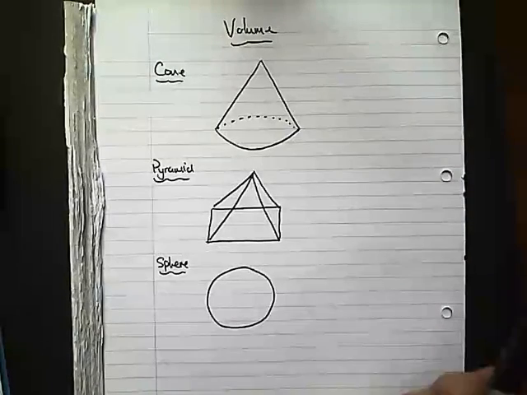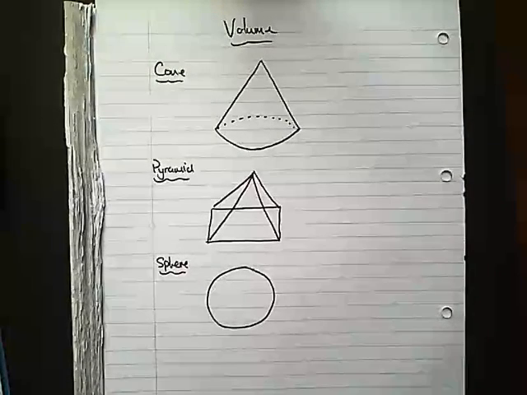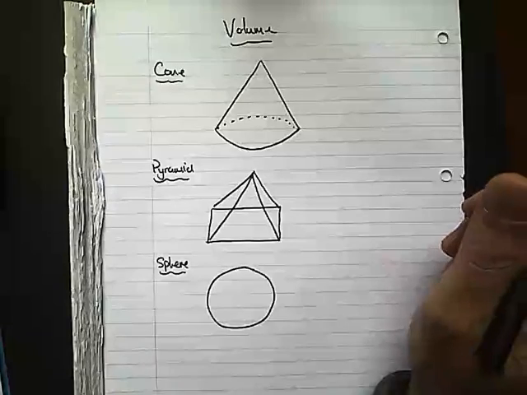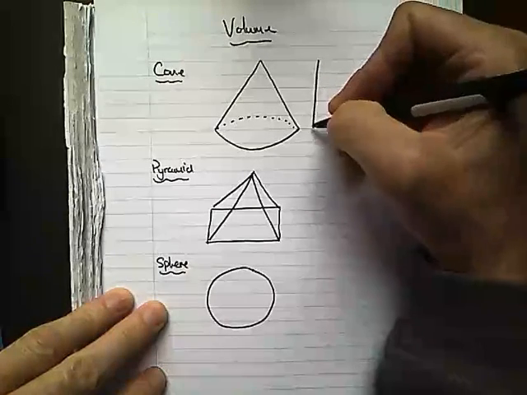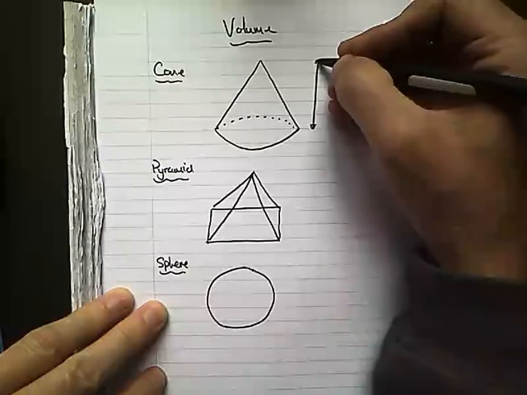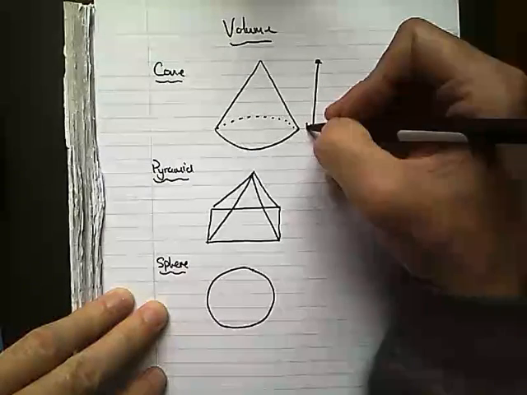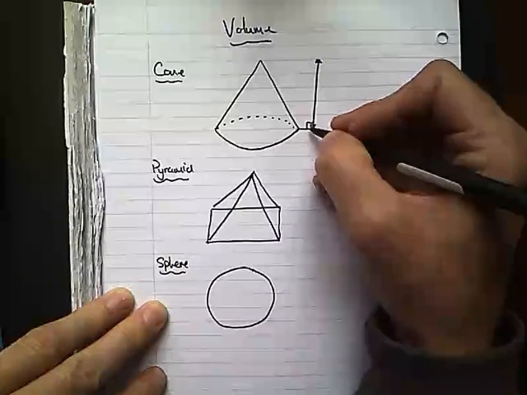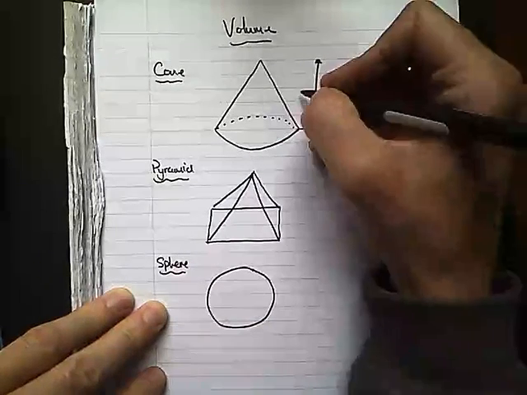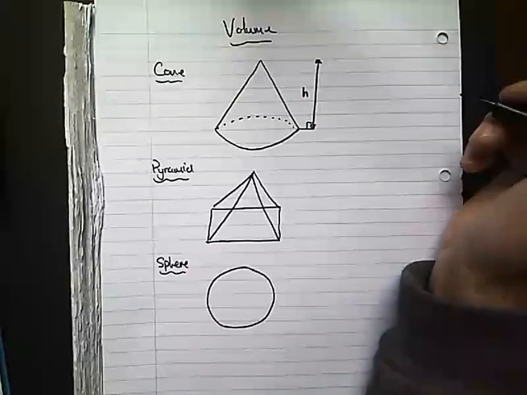So to work out the volume, the cone and the pyramid is pretty straightforward. If you have the height, a bit like you would of a mountain, from sea level to the very point, so it's the perpendicular height. This would be a right angle at the base, and we'll call that h for the height.